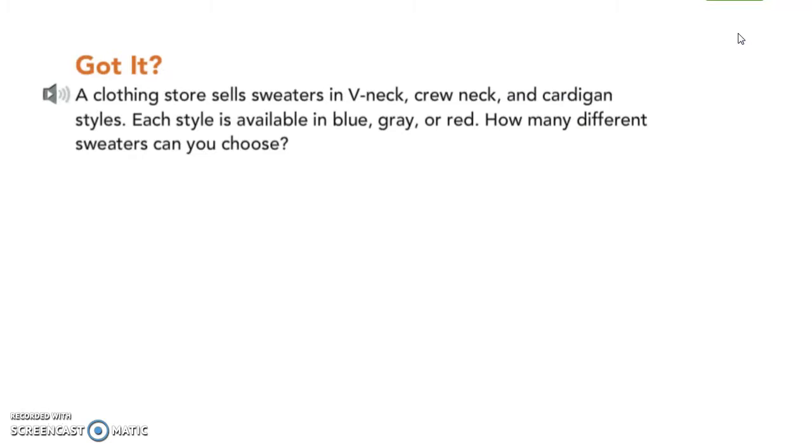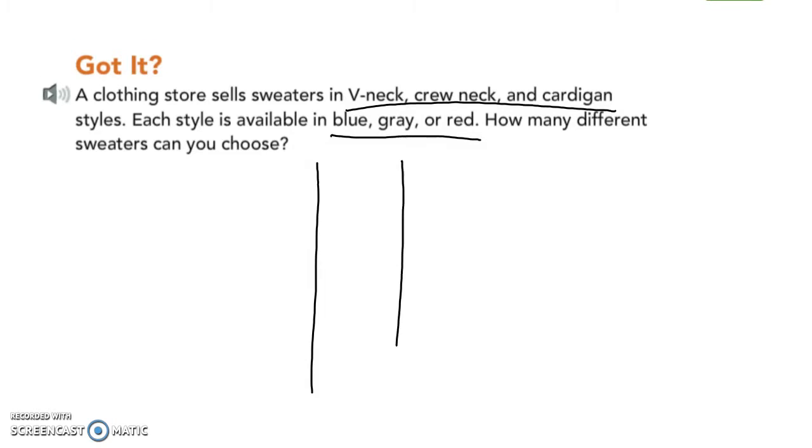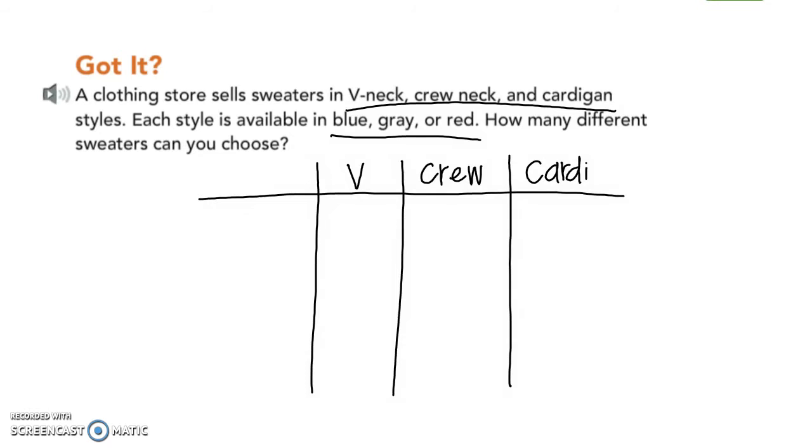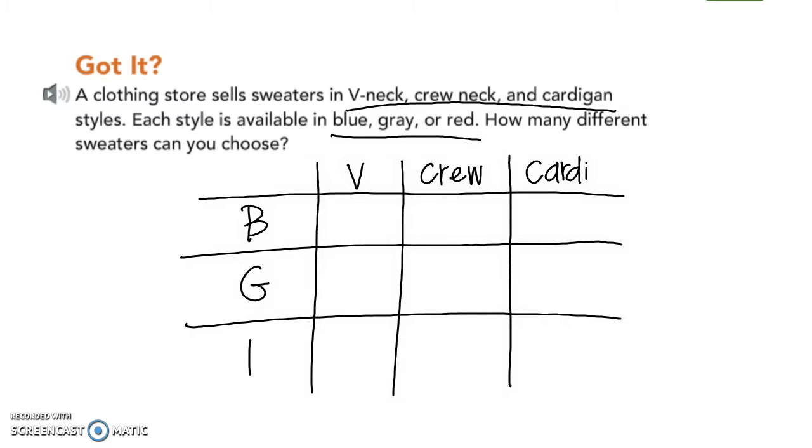Okay, one more example of a table. This one should be pretty quick and easy. We have sweaters. We have different styles. We have V-neck, crew neck, and cardigan. We have colors blue, gray, or red. So I'm going to make a table where I have V-neck, crew neck, and then cardigan. And then I'm going to do blue, gray, or red. Okay? So now we're just going to go through, yes, do this in your notes with me, and we're going to do all the combinations.